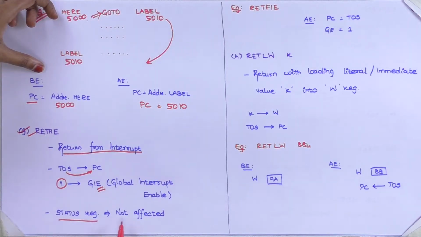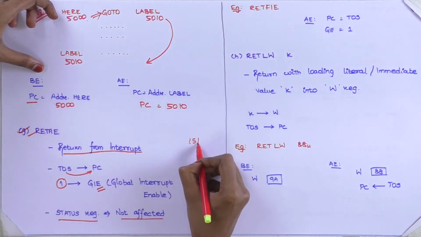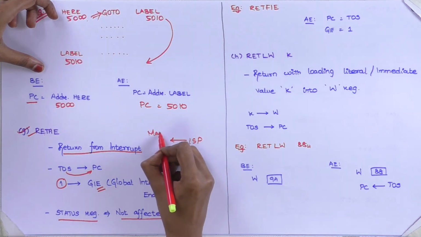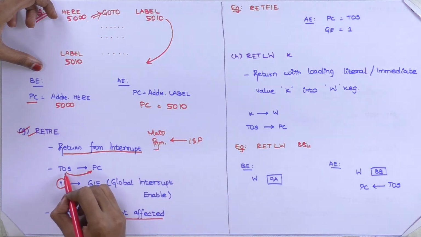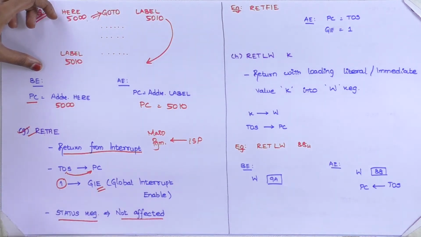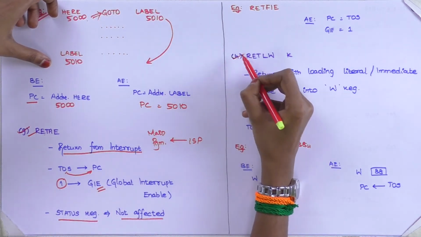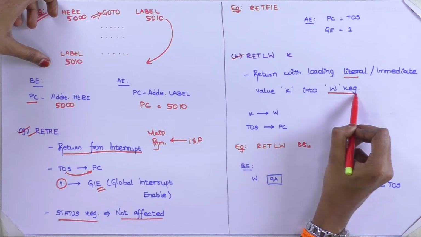Okay. So when it returns back from the ISR, the global interrupt enable is set again to see whether other interrupts have occurred or not. Fine. And the status register is not affected by this. As I have already told you, when you return from the subroutine to the main program, you should know where you stopped in the main program. So for that you have to retrieve the value from the stack to PC and global interrupt enable should be made 1.